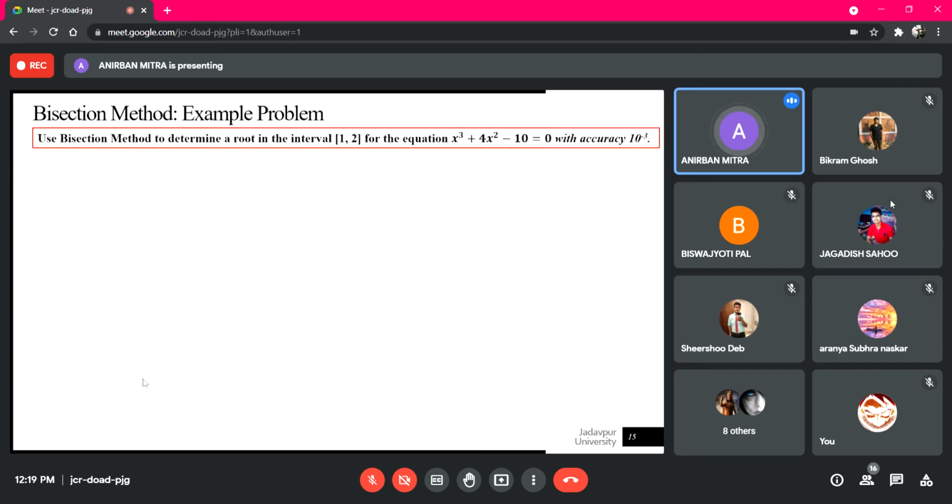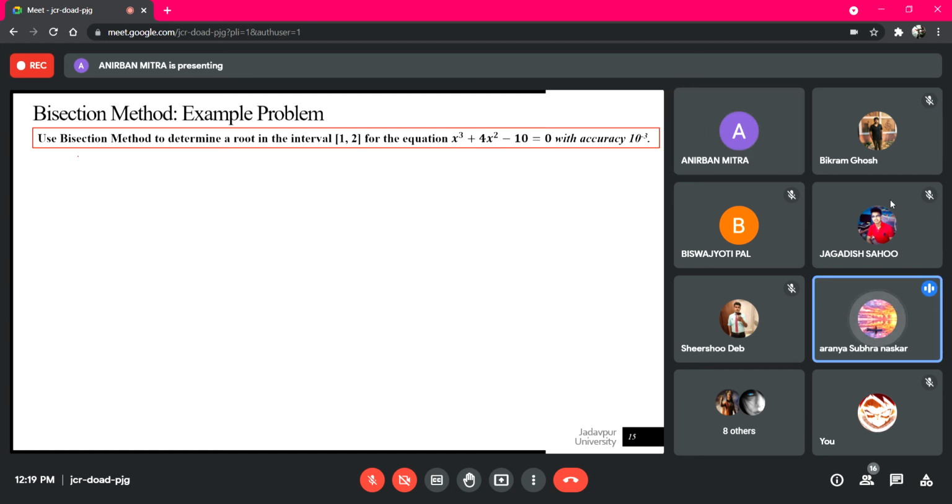Now let us come to an example. Let's take a numerical value and try to solve this and see how the bisection method actually approaches a solution. If you have a pen and paper with you and a calculator in hand, you can also try to solve this as I go along solving this problem.